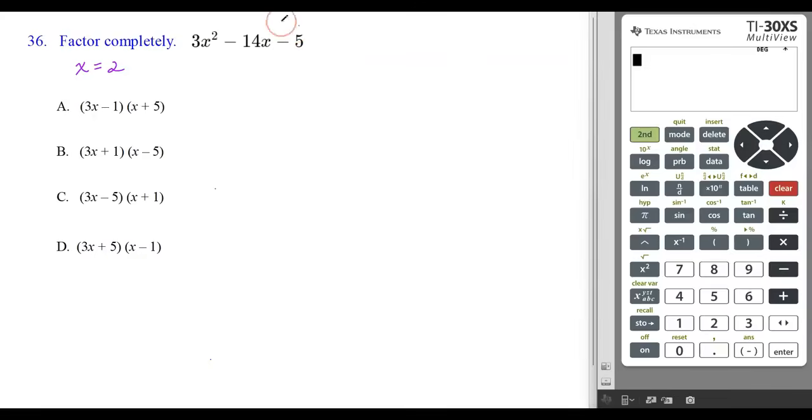I'm going to punch this into my calculator. So let's do that. 3x squared minus 14x minus 5. Hit enter. I get negative 21. So when I plug in 2 for x here and here, I get out a negative 21.